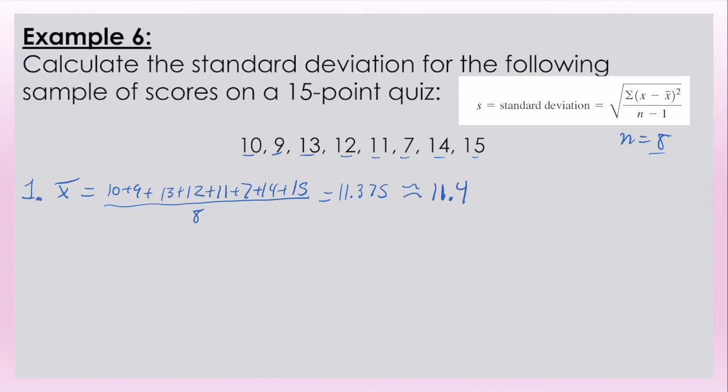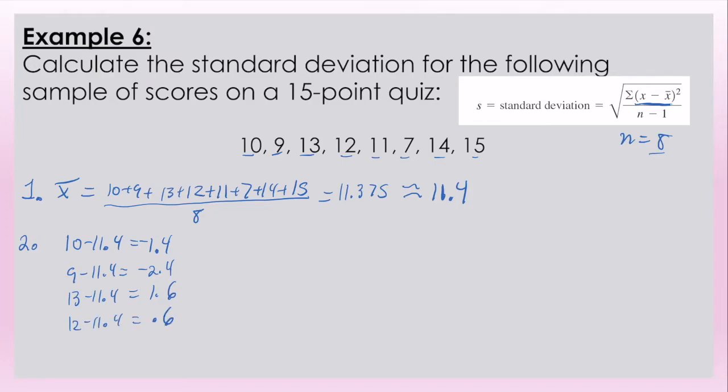Okay, the next thing I have to do is calculate the deviations. So I have to take each data value minus the mean. So I'm going to take 10 minus 11.4 and I get negative 1.4. I'm going to take 9 minus 11.4 and I get negative 2.4. 13 minus 11.4, I get a positive 1.6. 12 minus 11.4, I get a positive 0.6.